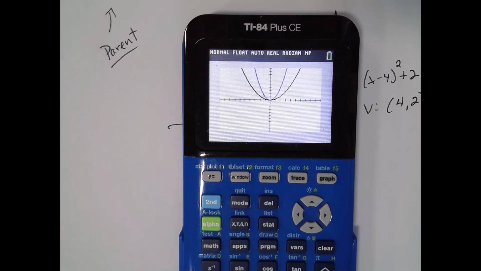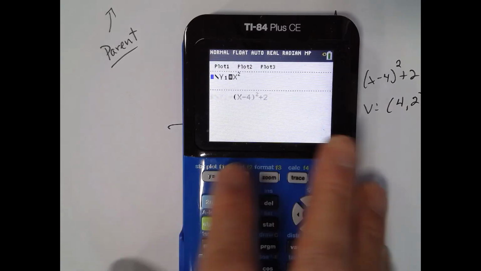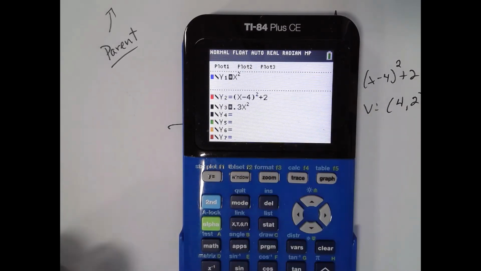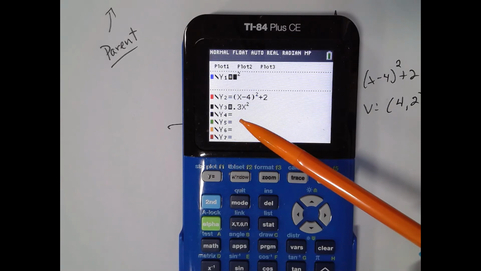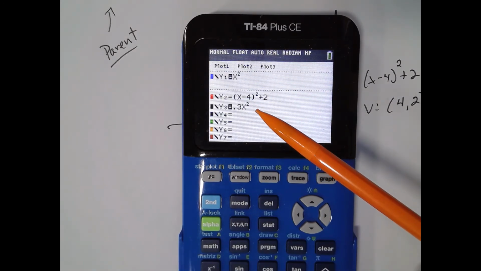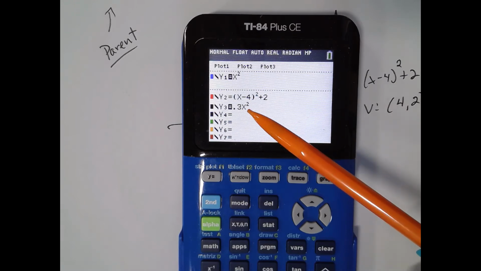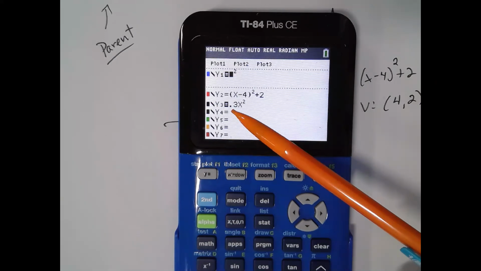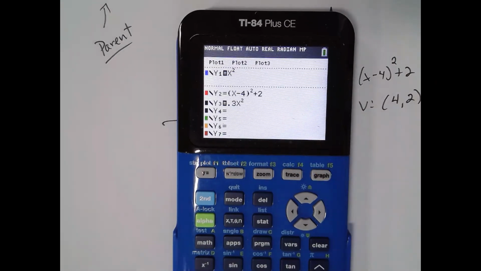If I asked you how you would describe the parabola y equals 0.3x squared, I would say its vertex is at (0, 0), because it doesn't get moved at all. It's just a normal equation. But it would be wider because it's 0.3, which is between 0 and 1, less than 1.